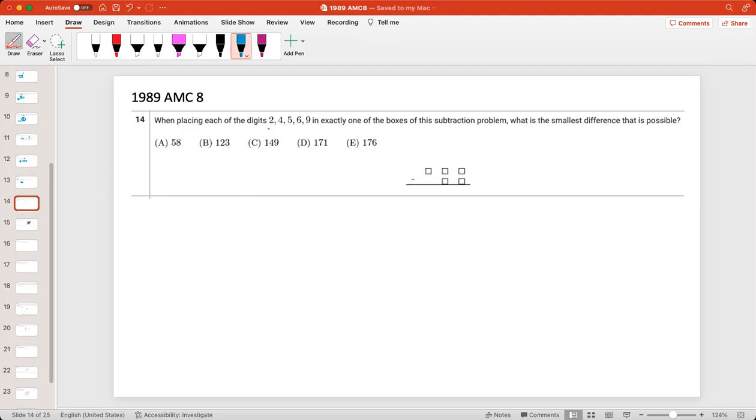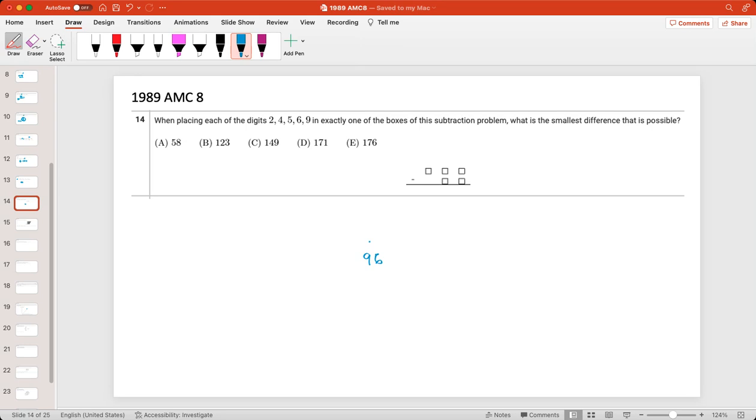When placing each of the digits 2, 4, 5, 6, 9 in exactly one of the boxes of the subtraction problem, what is the smallest difference that is possible? Okay, so for the smallest difference to be possible, the number on top should be the lowest number and the number at the bottom should be the highest number. So I'm going to put the highest numbers at the bottom first. So I'm going to put 9 and 6 at the bottom.